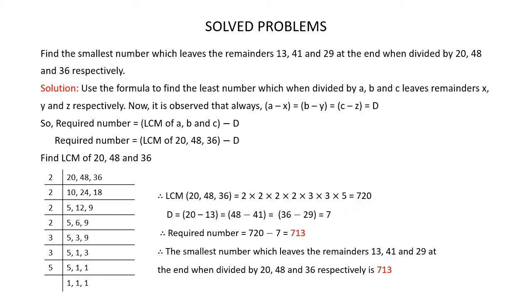So the required number is 720 minus 7, which is 713. Therefore, the smallest number which leaves the remainders 13, 41 and 29 at the end when divided by 20, 48 and 36 respectively is 713.